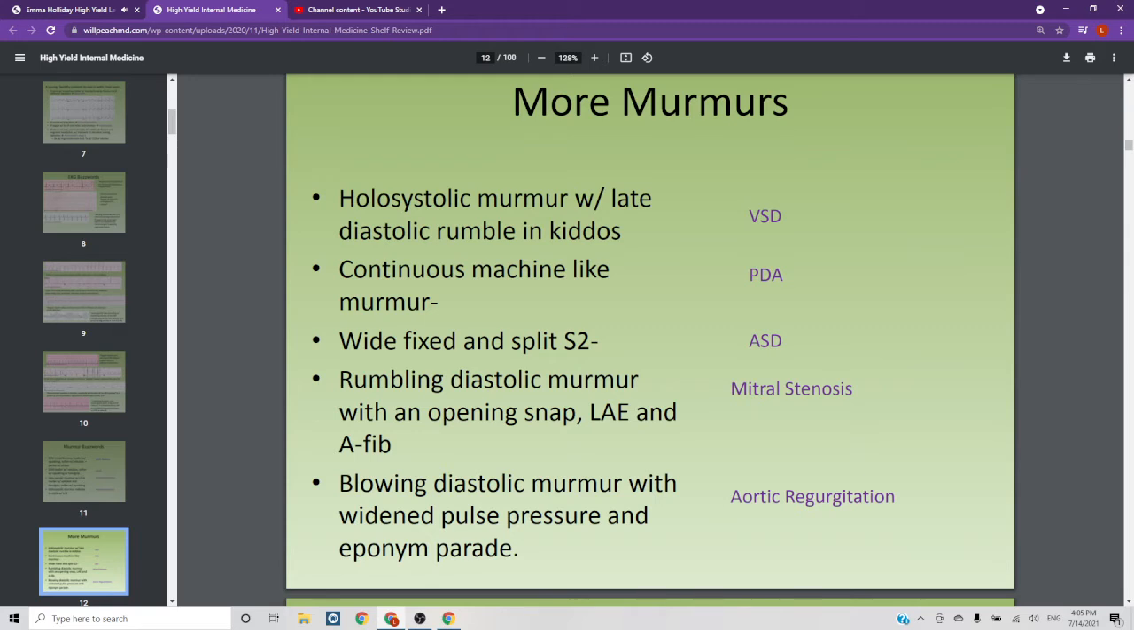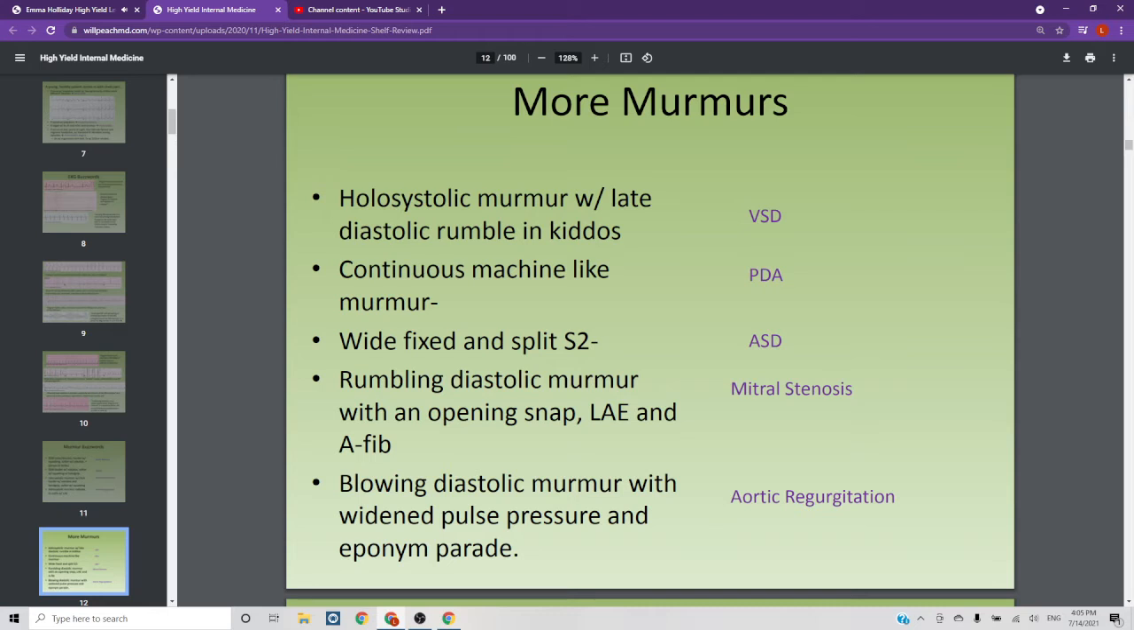And then a continuous machine-like murmur. Remember this from step 1? PDA. Wide, fixed, and split S2. That's an ASD. Those are kind of just the key buzzwords. And then a rumbling diastolic murmur with an opening snap. If you did an echo, you might see left atrial enlargement, and it predisposes to AFib. Mitral stenosis, good. And blowing diastolic murmur with a widened pulse pressure.